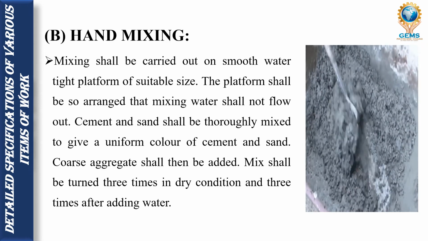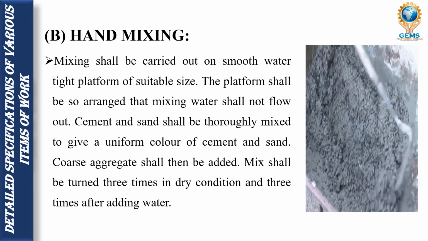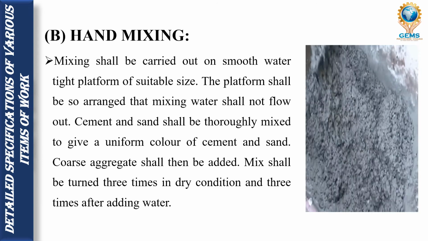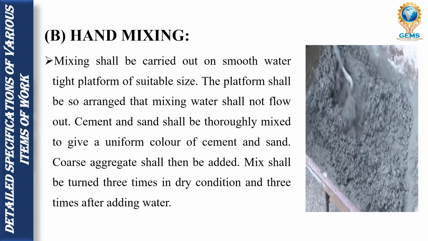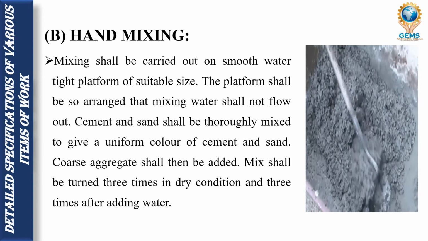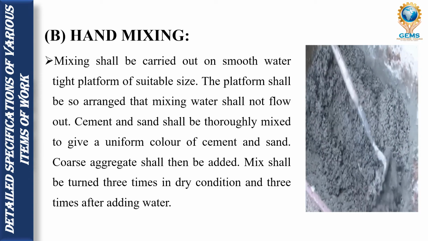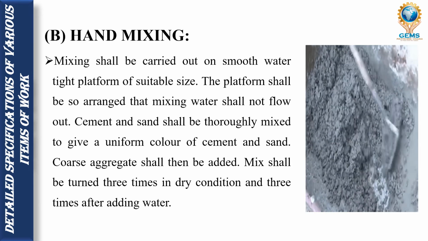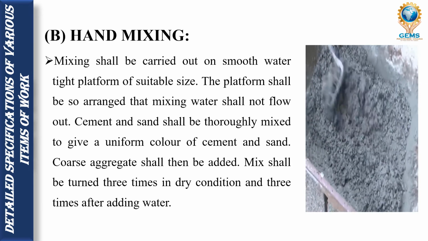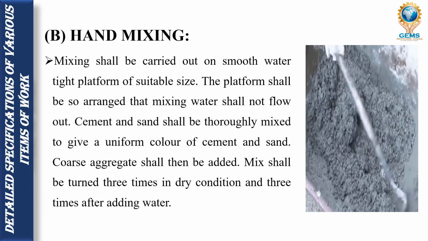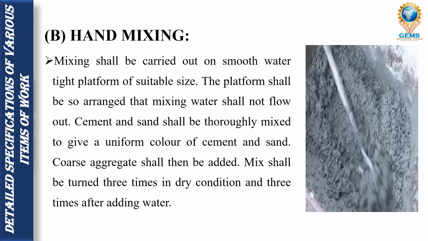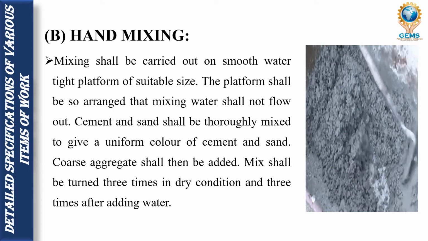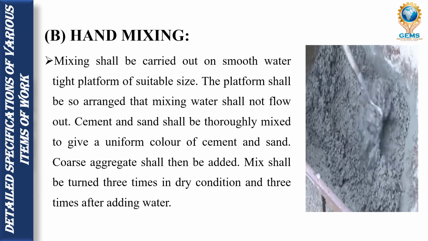The platform shall be so arranged that the mixing water shall not flow out. Okay, we are mixing, right? So the water we are adding for making the concrete should not flow out. Otherwise, we lose some amount of water, right? So the platform should be arranged so that the mixing water shall not flow out. Okay, that platform only we need to use. Then cement and sand shall be thoroughly mixed to give a uniform color of cement and sand.